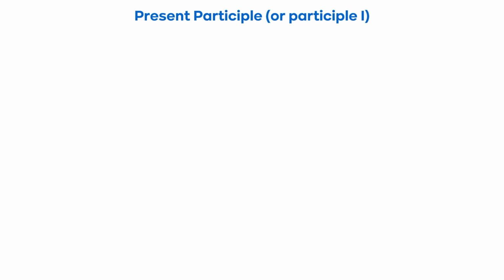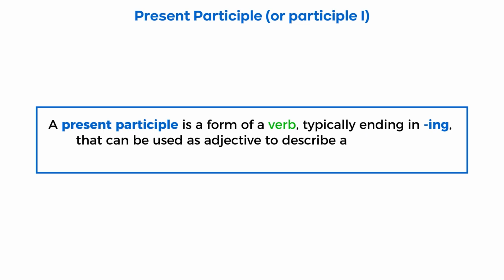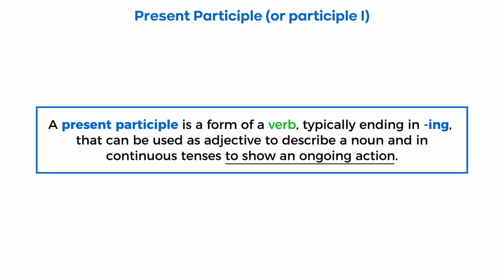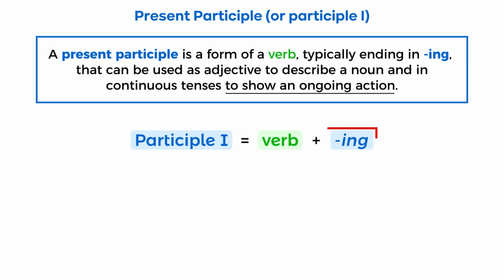Present participle, or participle 1. A present participle is a form of a verb, typically ending in -ing, that can be used as an adjective to describe a noun and in continuous tenses to show an ongoing action. The present participle is formed using the formula: participle 1 equals verb plus -ing. So, as you can see from the formula, the present participle is formed by adding -ing to the base form of the verb. It's simple, right?